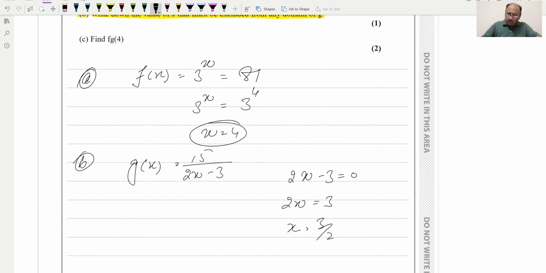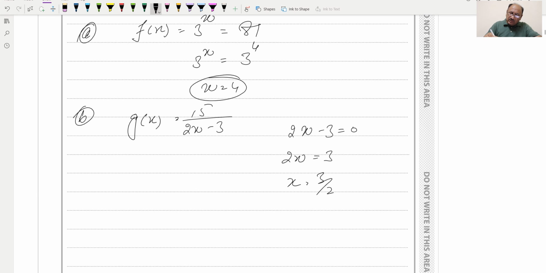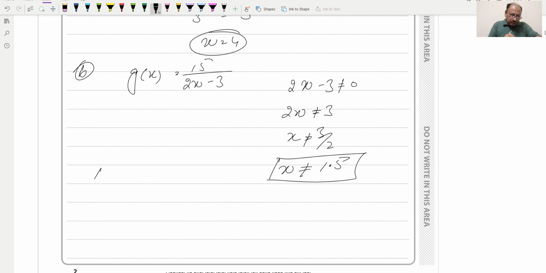So this is the value we need to exclude, or we can write 2x minus 3 should not be equal to 0. So x should not be equal to 1.5. This is the value which needs to be excluded. So we can write that x equal to 1.5 should be excluded. That's all.